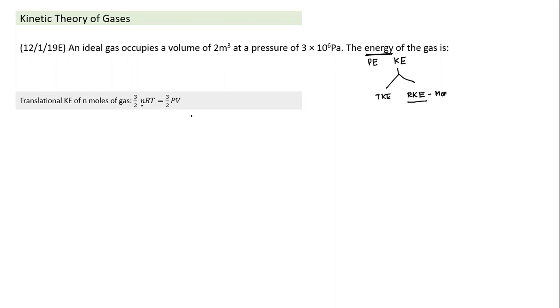So pressure is given, volume is given. It was a very simple question. This is the total kinetic energy. So what does this term indicate? 3 by 2 PV indicates the sum of kinetic energy of all molecules which are traveling at different velocities.